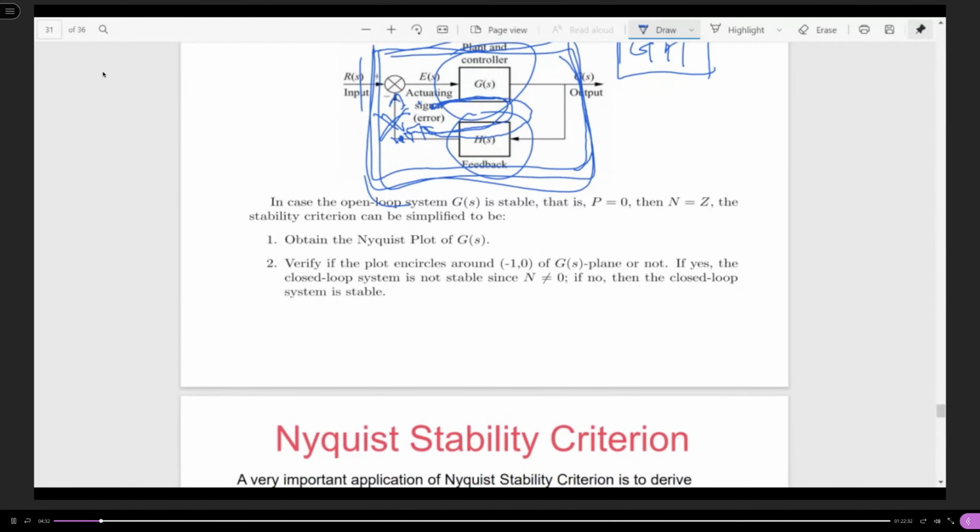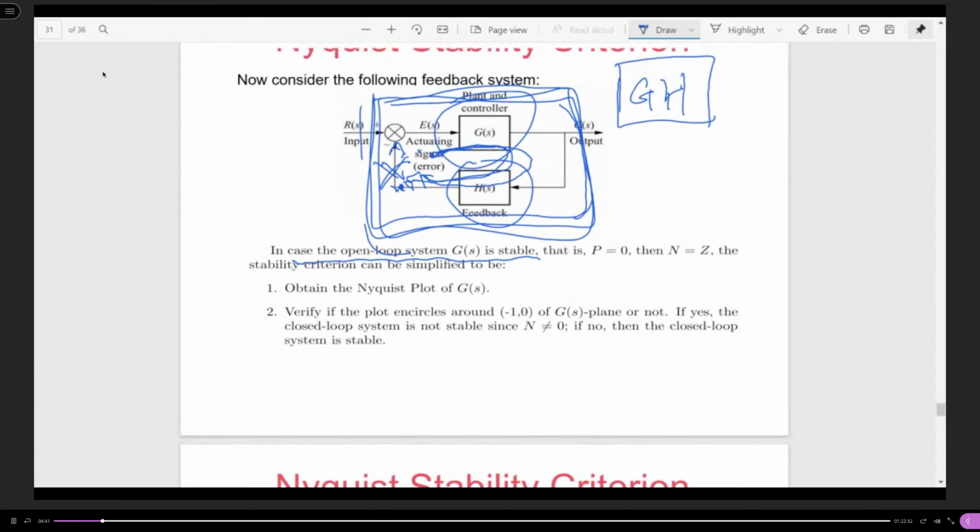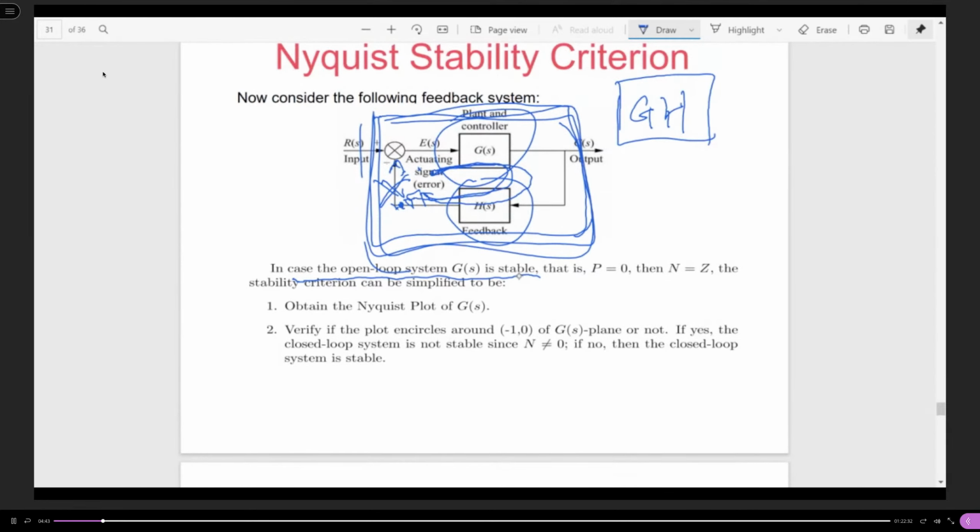So I also mentioned that there is a very important special case, that is when the open loop system G of S is stable. Here you can understand that we imply H of S is equal to 1. So we only need to check G.